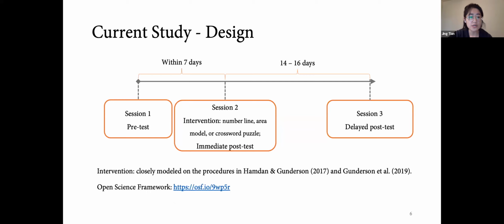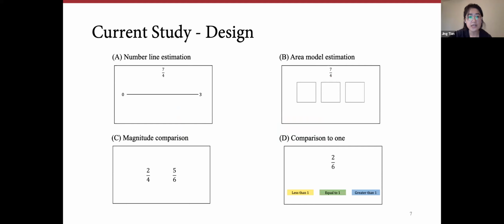So we registered the study on Open Science Framework, and then we recruited 133 4th and 5th graders for the study. 119 of them were included in the analysis because some children did not complete all the tasks within the pre-designed time frame. We had 4 tasks for our pre and post tests, including the number line estimation and area model estimation, similar to what children were trained on for the number line training and area model training. So in these estimation tasks, in the number line, children were asked to estimate fractions on 0 to 3 number lines.